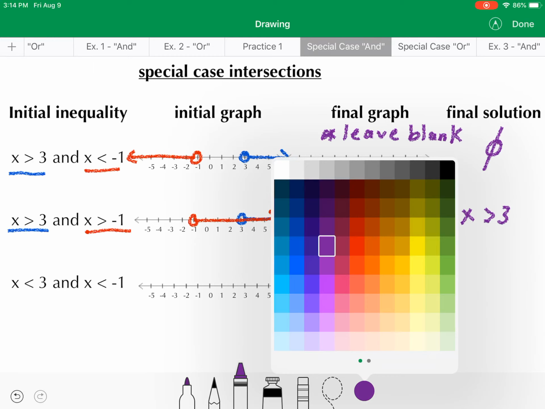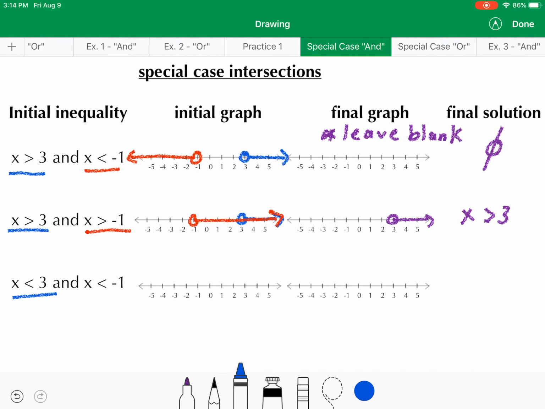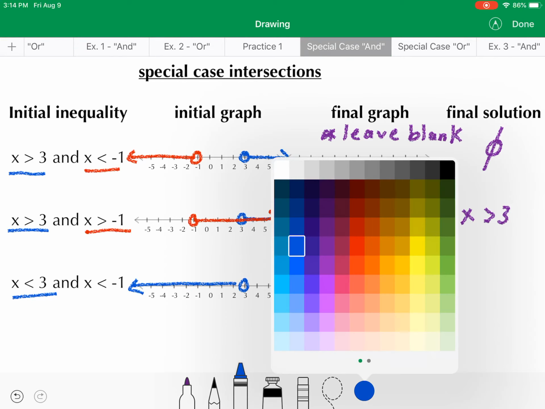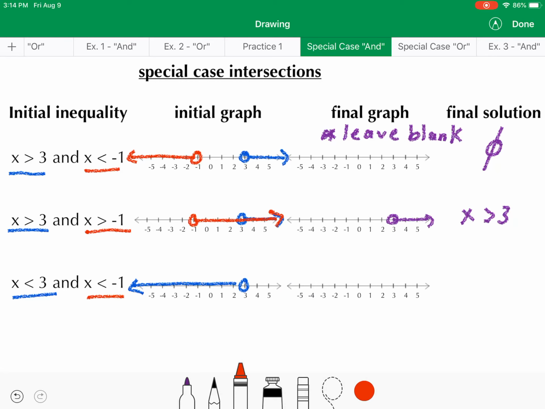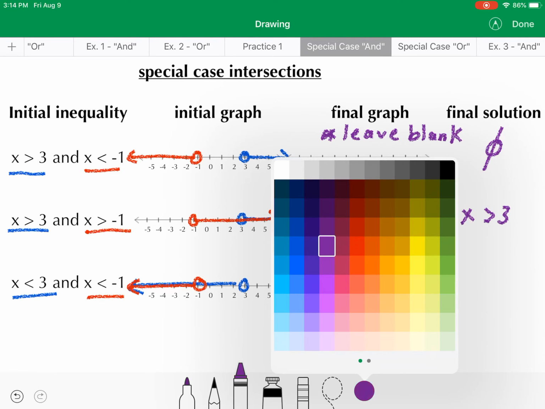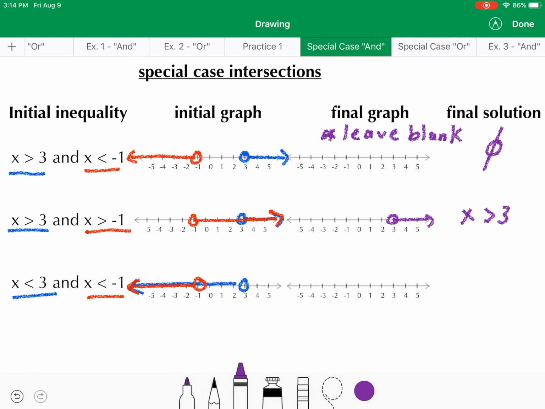All right, last one. X is less than 3 this time, moves to the left. X is less than -1, also moves to the left. So this is going to be a similar situation, just headed in the negative direction. Notice where the intersection or overlap takes place. It is at any number smaller than -1.